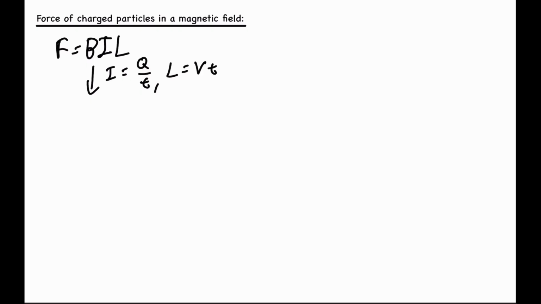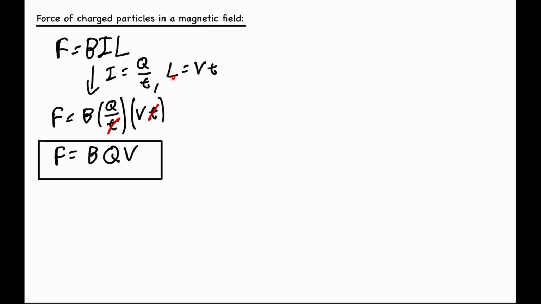If you substitute these two into the equation, you're going to get F = B × Q/T × V × T. You can see that this is over T and this is T, so these two cancel out, and you'll get F = BQV. Because distance is equal to velocity times time and current is equal to charge over time, force is equal to the magnetic flux density times the charge of the particle times the velocity that the particle is moving at. So now let's move on to the path of charged particles in a magnetic field.